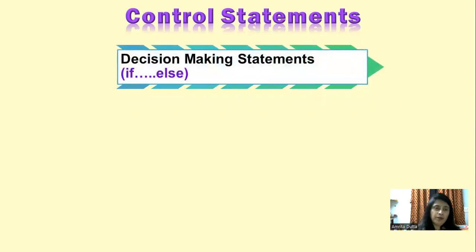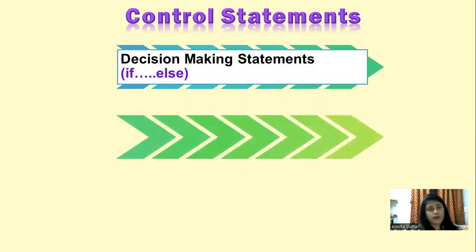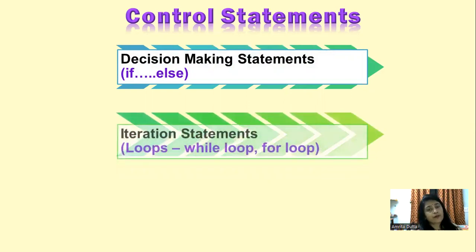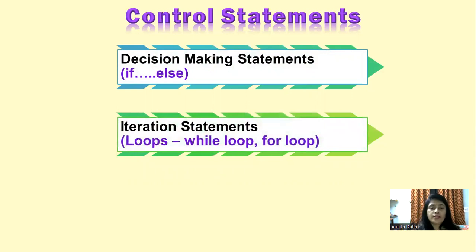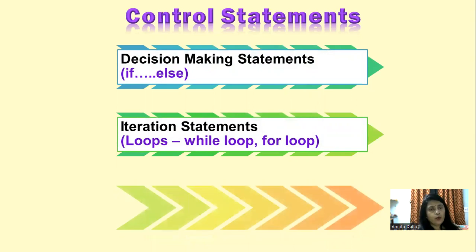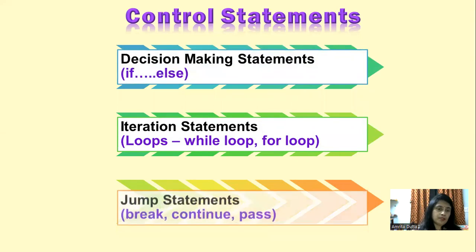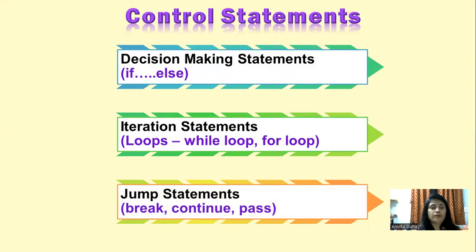Decision-making statements, which are implemented with the help of the if and else keywords. Then we have iteration statements, which we call loops, implemented by the while loop and for loop in Python. In certain programming languages we have the concept of do-while also, but in Python, we have the while loop and for loop. Then we have jump statements, which we implement with the help of three keywords: break, continue, and pass.